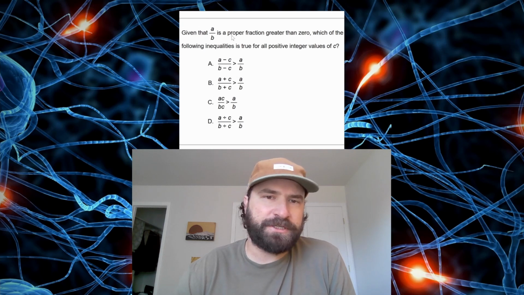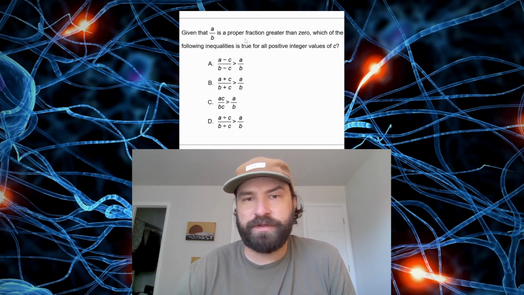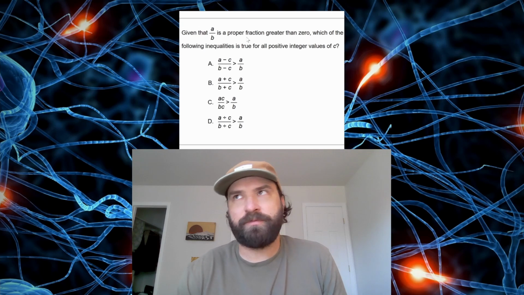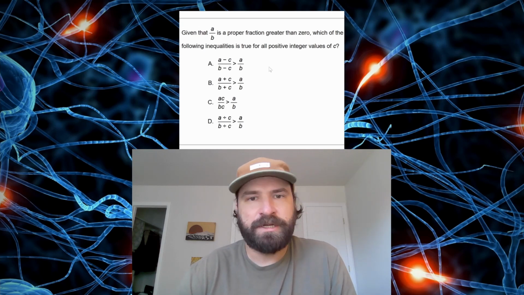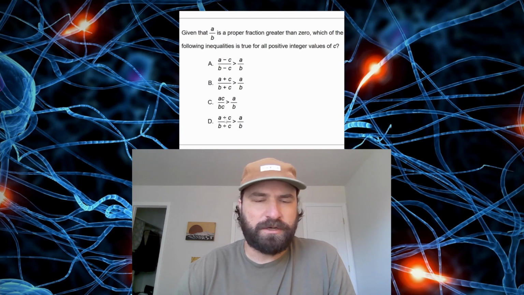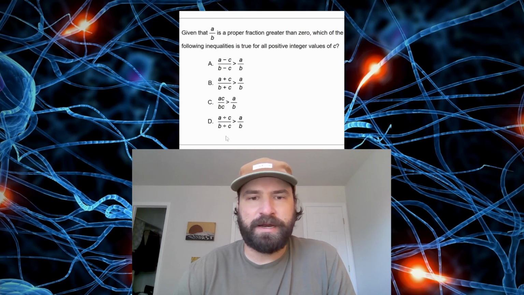So a proper fraction is a fraction that has a numerator that's smaller than the denominator. An improper fraction has a larger numerator than a denominator. So a proper fraction is the opposite. So we know that a is less than b, and we're doing a different operation in each answer. We're subtracting an a, adding a b, multiplying and dividing in c and d.